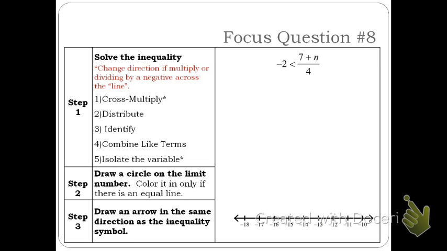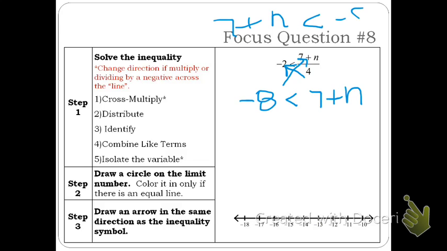I have a complex fraction, so I need to cross multiply. 4 times negative 2 is negative 8. It's very important on inequalities that you put your answer where the arrow is pointing, otherwise you will get it wrong. 7 plus n. What I mean by that is you don't want to write, oh, 7 plus n is less than negative 8. See, I was saying something different.